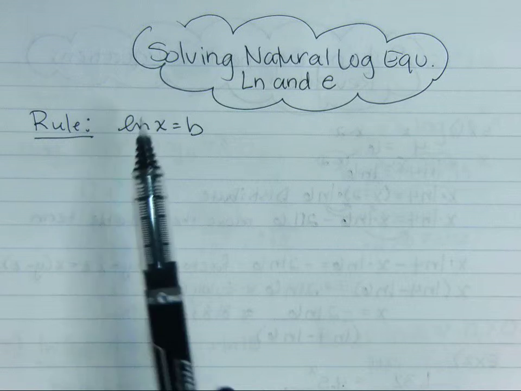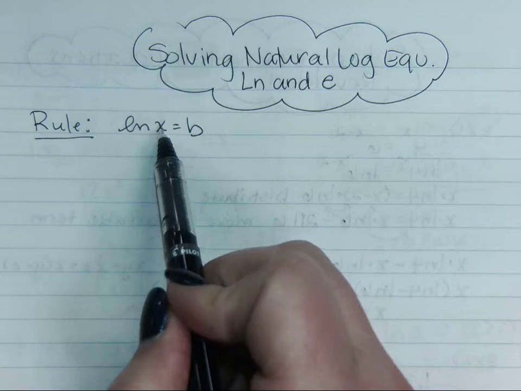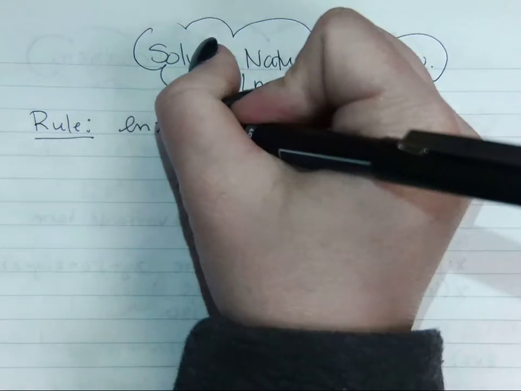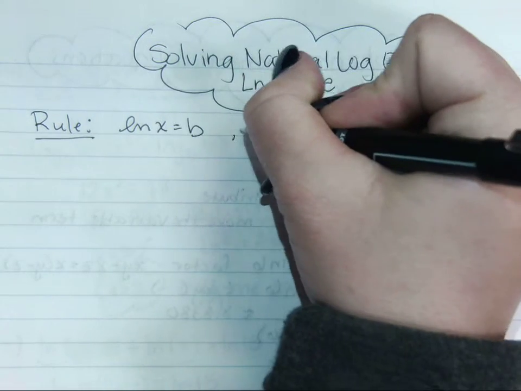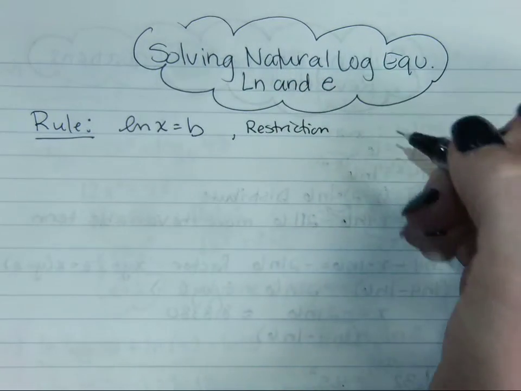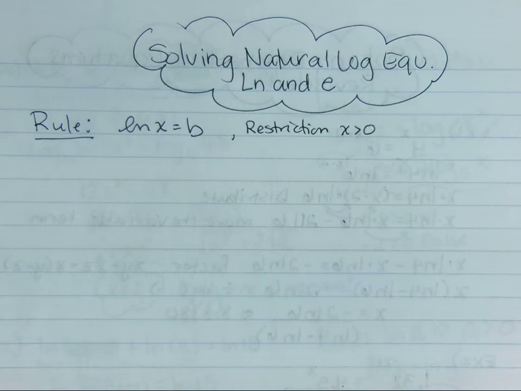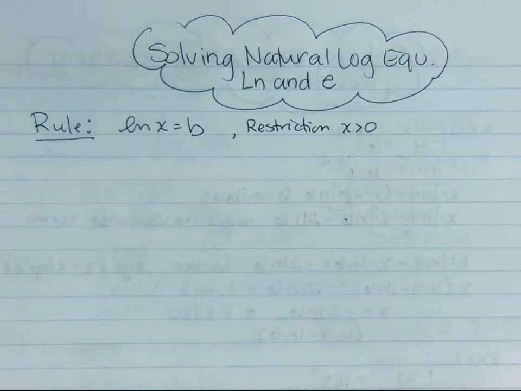You're going to solve this much like you did when you had a base e. Some things to note: the expression that you have here as your x has a restriction. Your restriction is that your final answer cannot have x be 0 or negative, just the same as with regular logarithms.